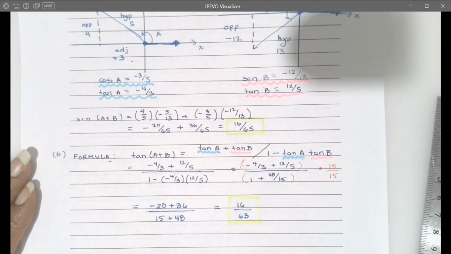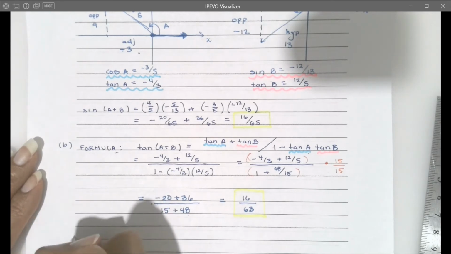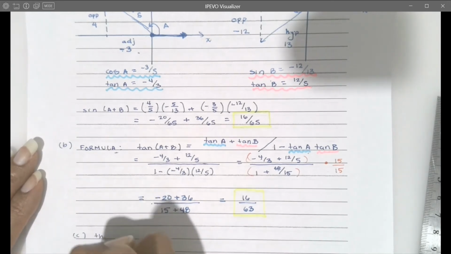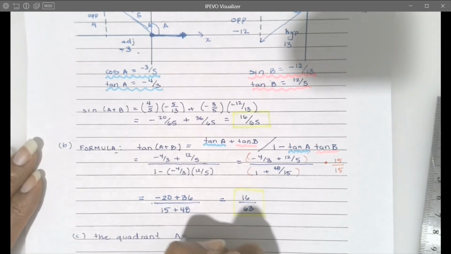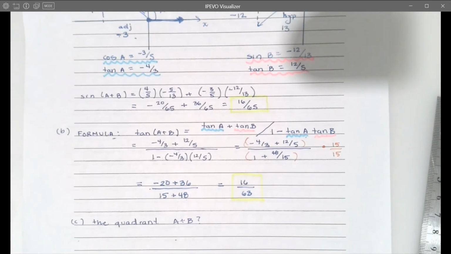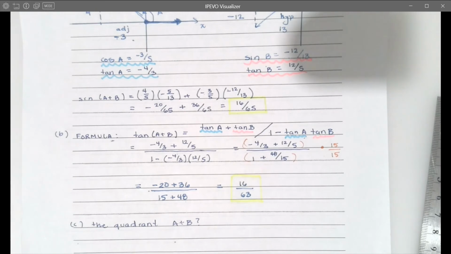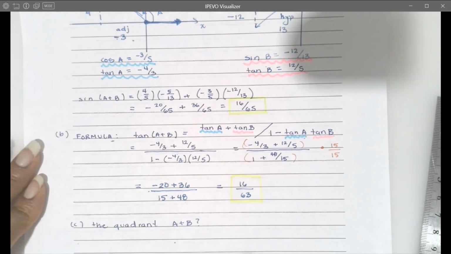Okay. So what now? We have part C that's still pending. Part C is the quadrant of A plus B. Okay, so we're trying to find where does A plus B lie? And so to solve this problem, let's think about the two pieces of information that we know about A plus B, the angle A plus B.